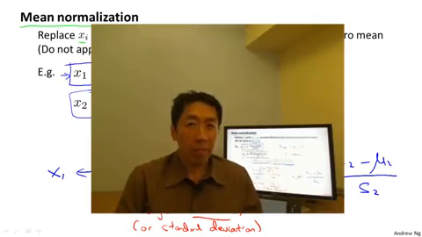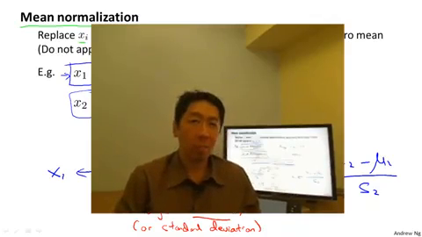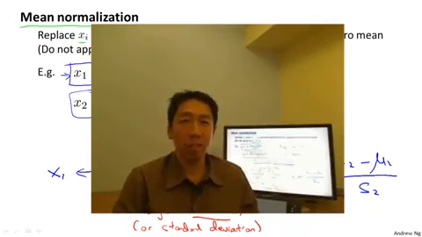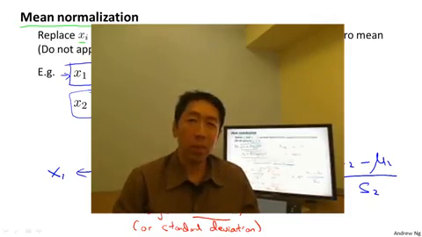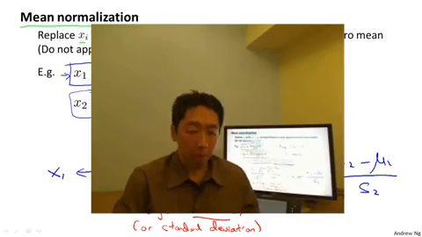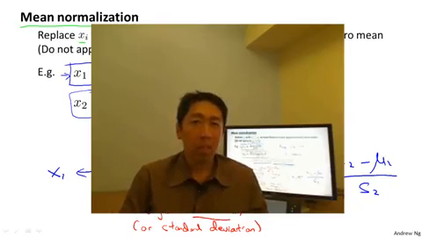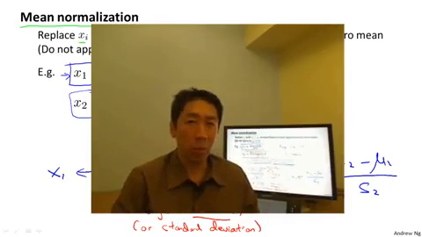So now you know about feature scaling, and if you apply this simple trick, it can make gradient descent run much faster and converge in a lot fewer iterations. That was feature scaling. In the next video, I'll tell you about another trick to make gradient descent work well in practice.